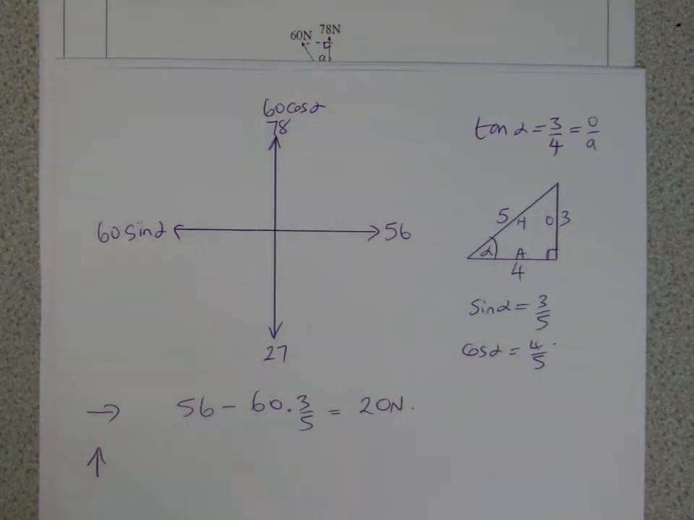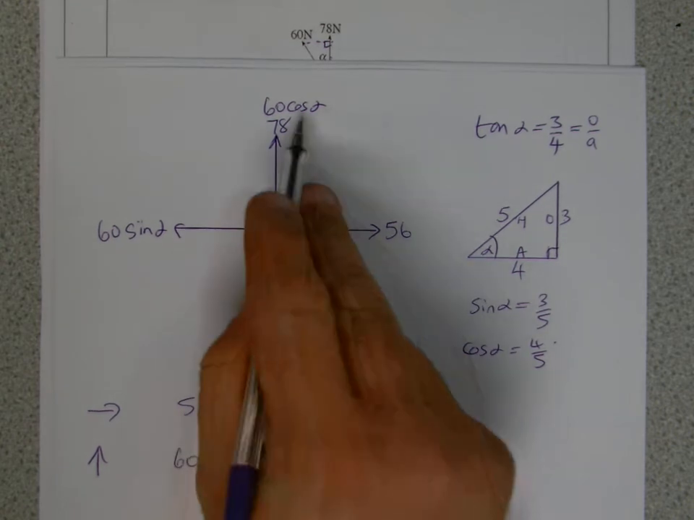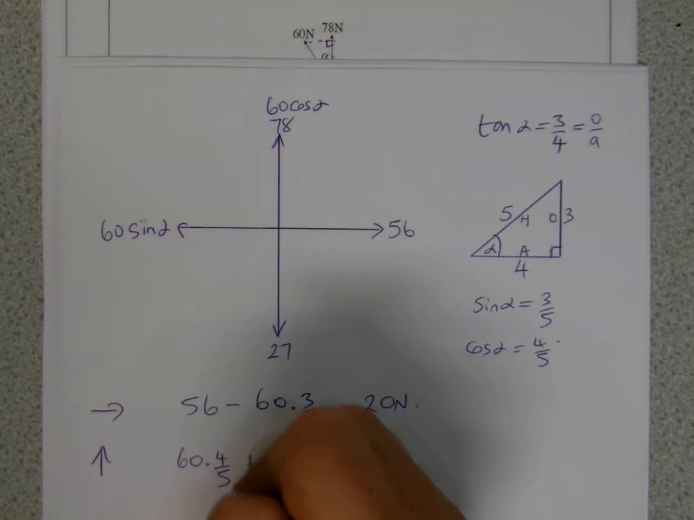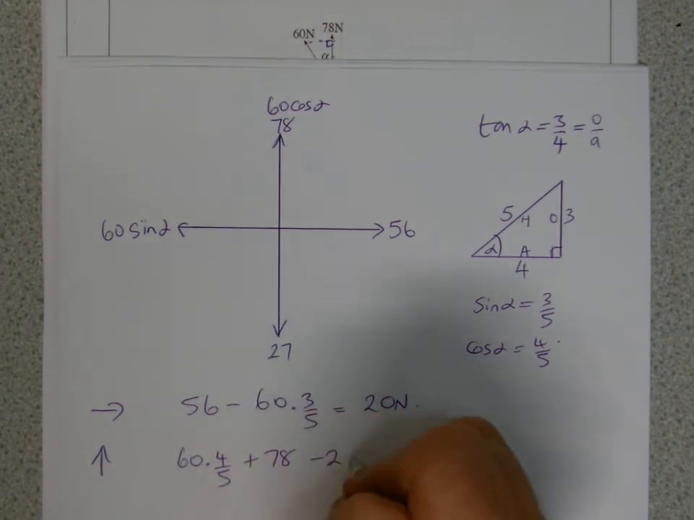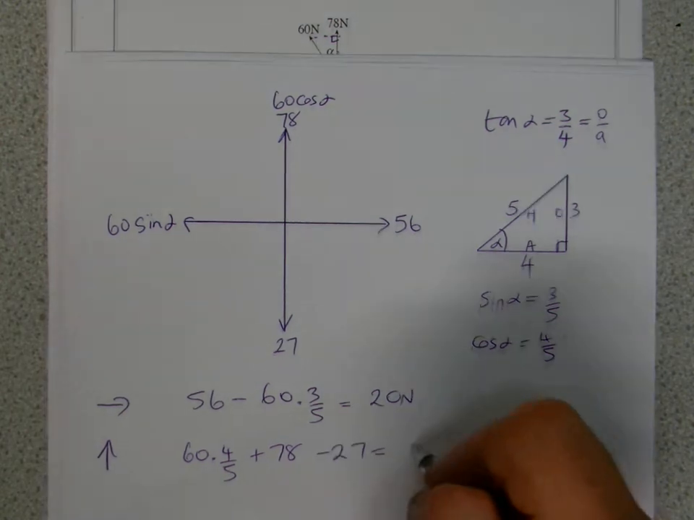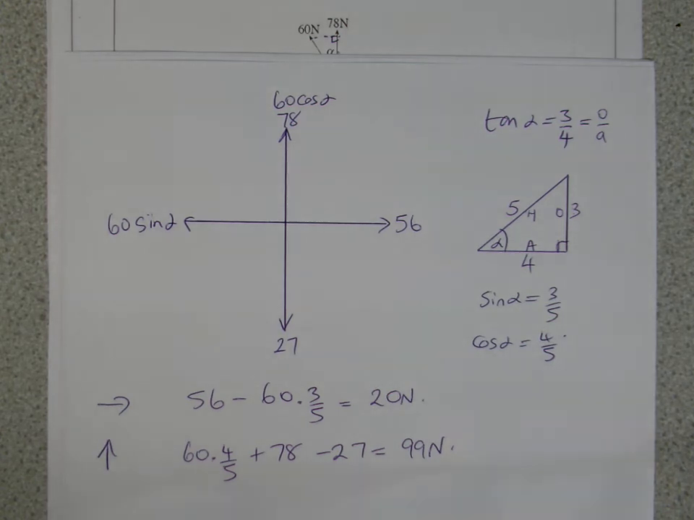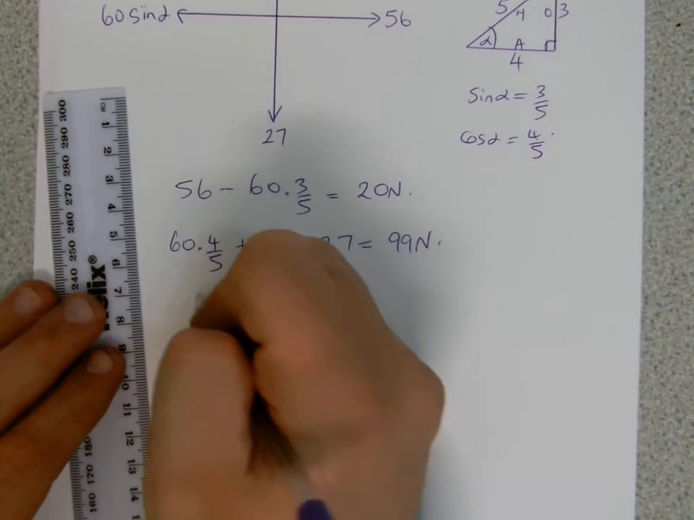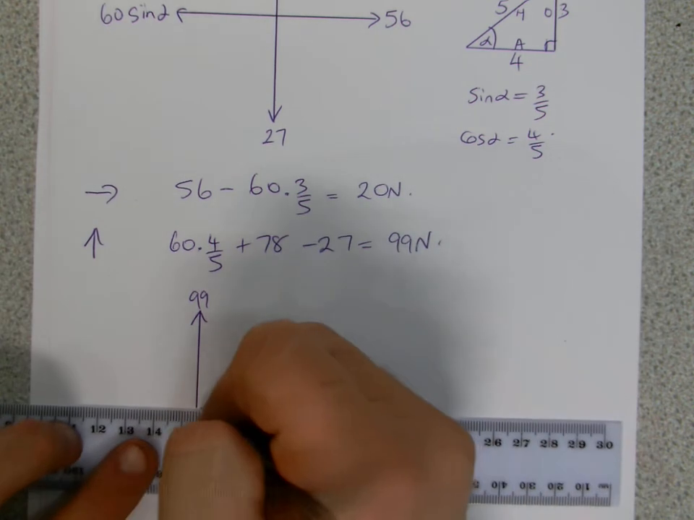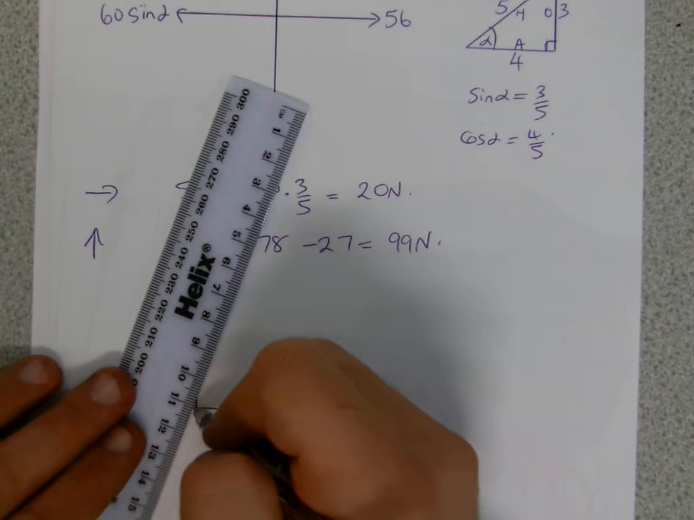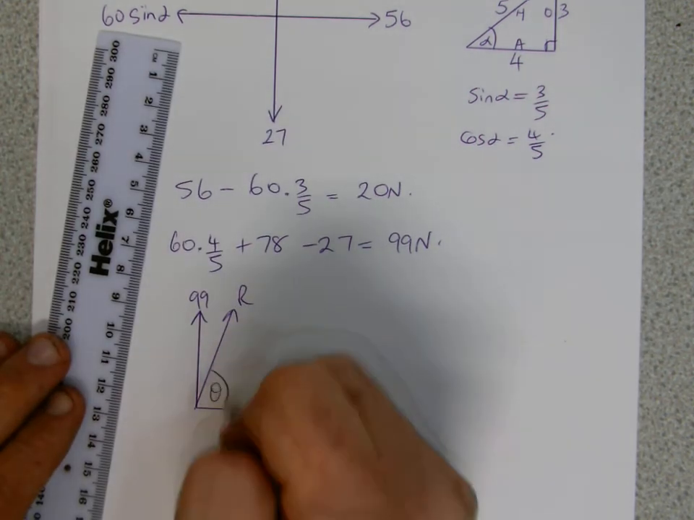Along the y direction, we've got 60 cos alpha, but remember cos alpha is 4/5, isn't it? Plus the 78. Take away the 27, so let's work that out. And I get 99 newtons along that y direction. Okay, so my resultant force will have 99 going that way, and 20 going this way. So there's more of a pull in the y direction, so the resultant force is going to be going like that. It's going to be quite an angle there, isn't it?